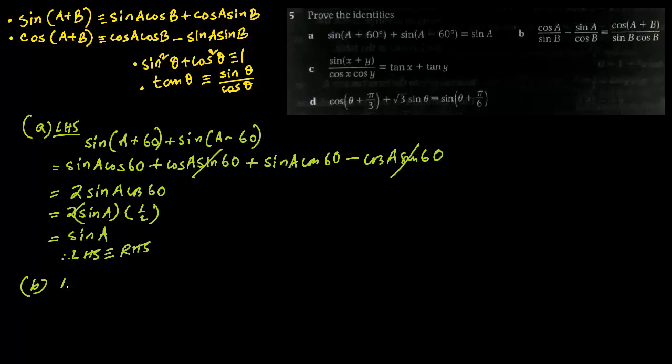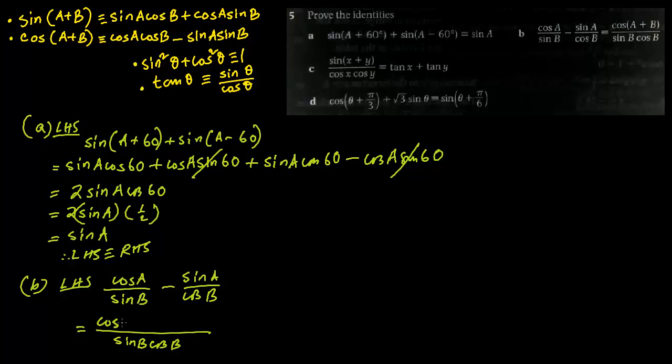Question number B. The left hand side that we have here is cos A by sine B minus sine A by cos B. Now the first thing we have to do is take LCM. So it would be sine B cos B. So by taking LCM we get sine B matches. What we have is cos B. So this would be cos A cos B minus, here cos B matches, it will be sine A sine B. So that's what we have.